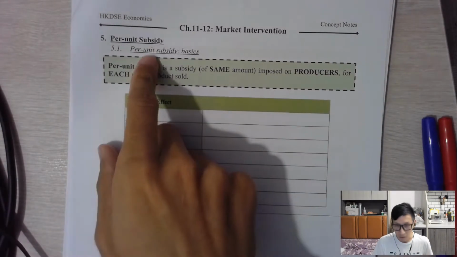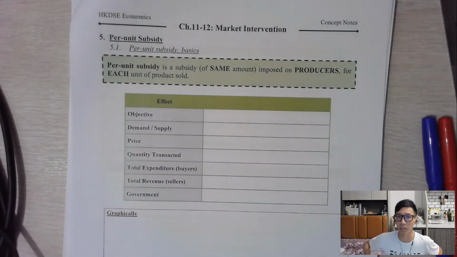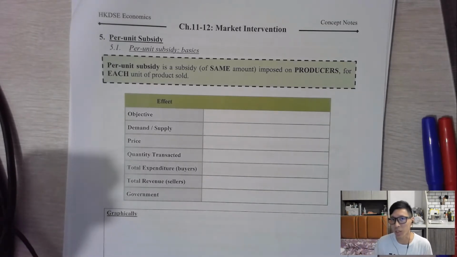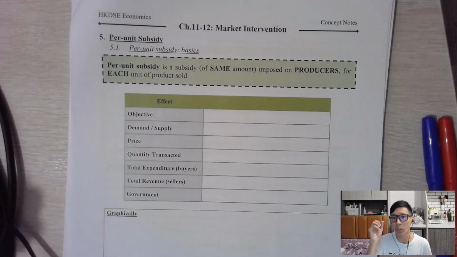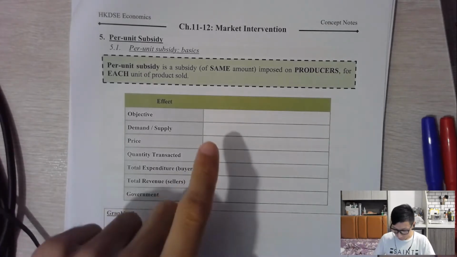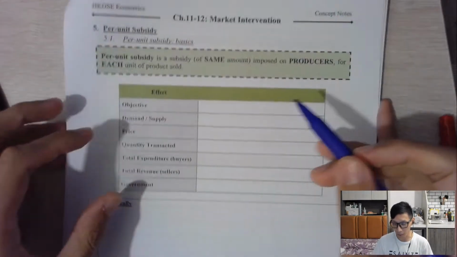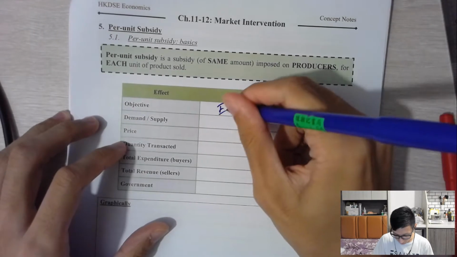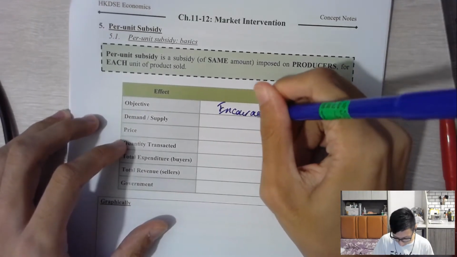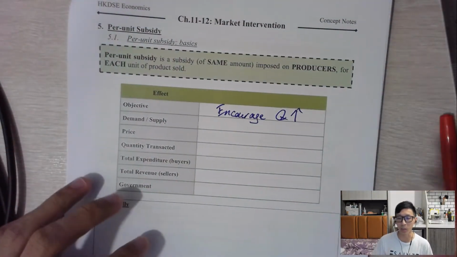Now let's start talking about what a per unit subsidy is. Basically, it's the opposite of a per unit tax. With a per unit tax, you take away some money from the producer, while in this case you give money to the producer to produce something. Now what is the objective? Mainly the objective is to encourage production, or encourage consumption. Basically, encourage the quantity to increase.